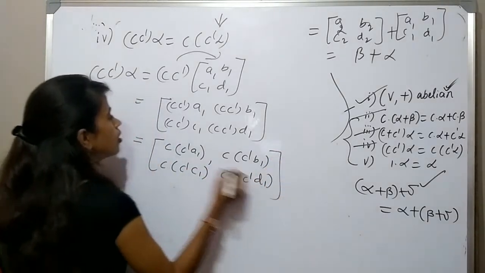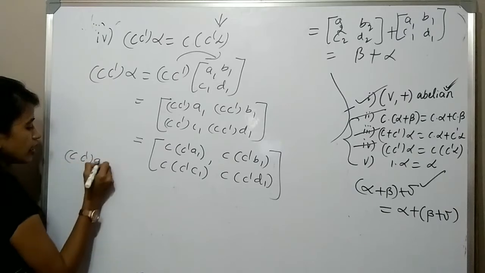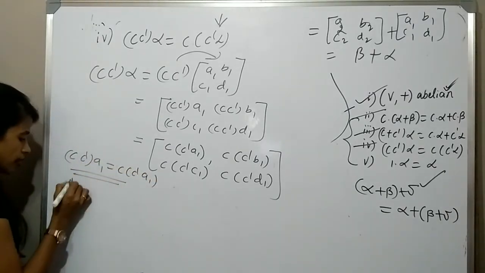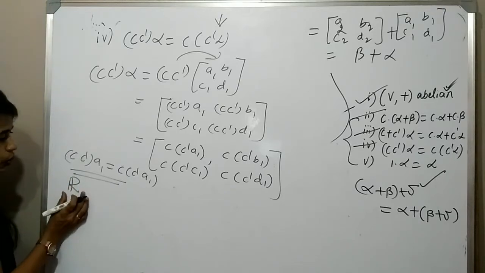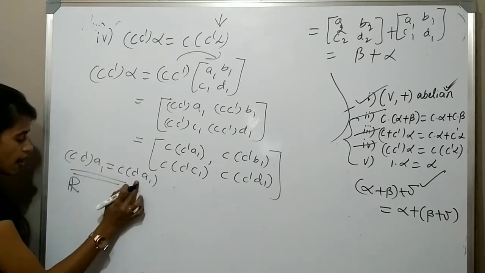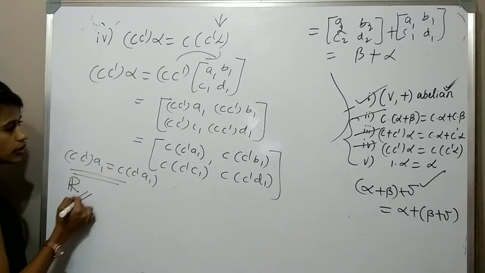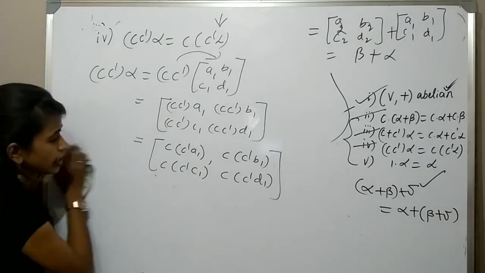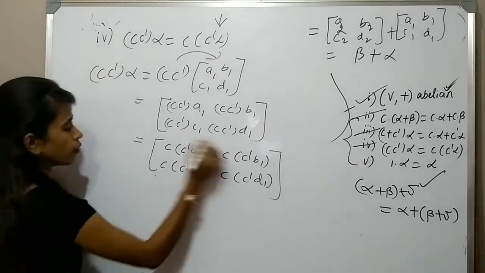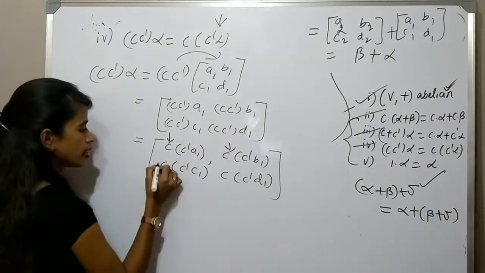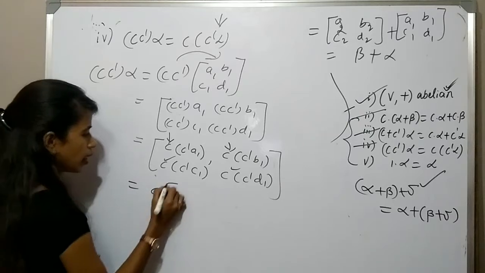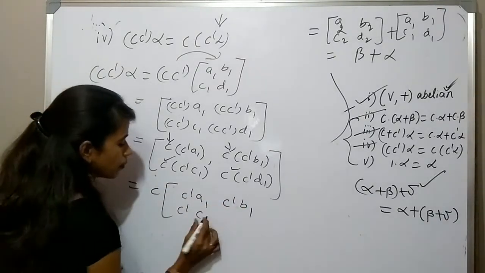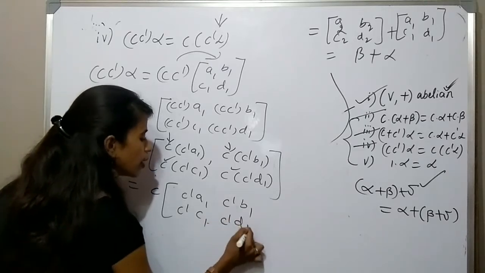Why? So C'A1 can be written as C into C'A1. This is because R satisfies the associative law. These are elements in R, which satisfy the associative law. That's why we can write like this. Next, here. So what is common from this? C, here C, here C. So C is common. Take outside. We get C'A1, C'B1, C'C1 and C'D1.